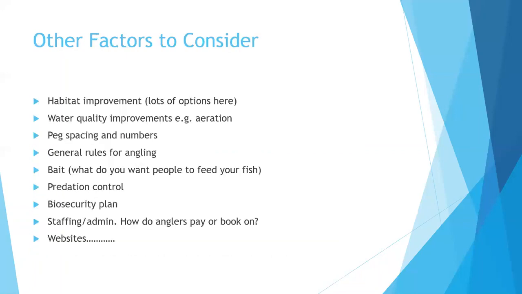And just one last slide, really, just to pull this together. There are loads of other things you could put on your management plan. Habitat improvement. We could come back every night and talk about a different habitat improvement technique. There's water quality improvements. We can add artificial aeration. We can look at managing leaf litter, silt, inputs, outputs. There's a whole raft of things we can do around water quality, linked in again to habitat.